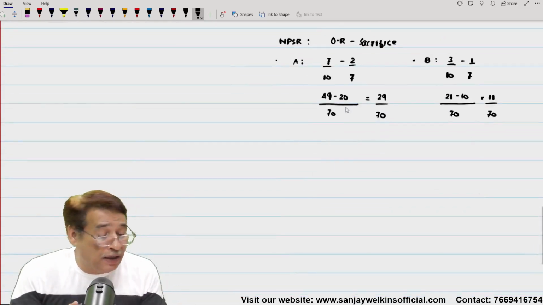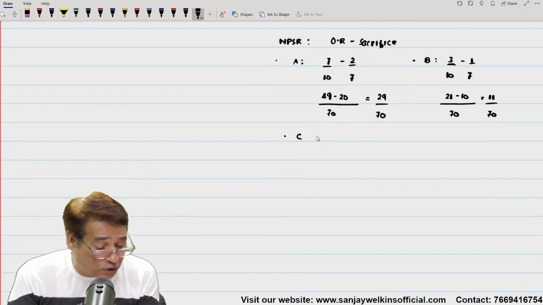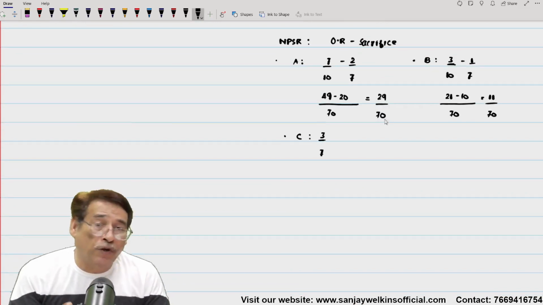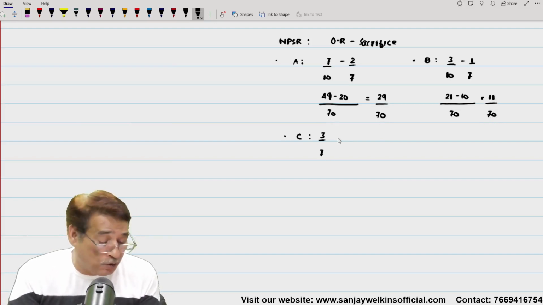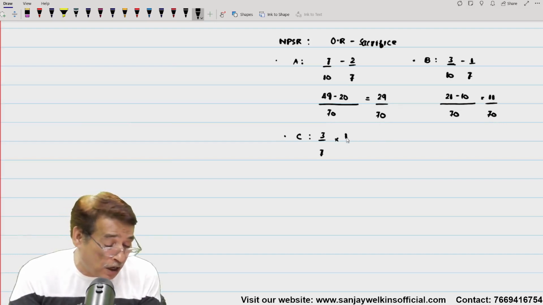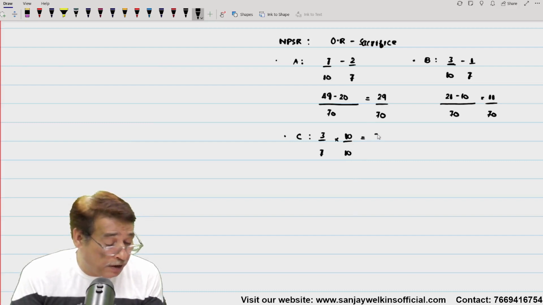So that becomes the new ratio of B. In this particular case also, it is given that C's ratio is 3/7. Because A's ratio is 29/70 and B's new ratio is 11/70, I want to convert it into 70. So what I will have to do is multiply both numerator and denominator with 10. So 30/70. You can say 3/7 is nothing but 30/70.